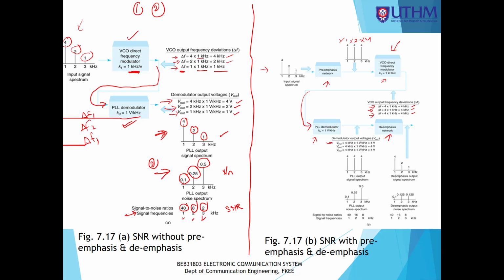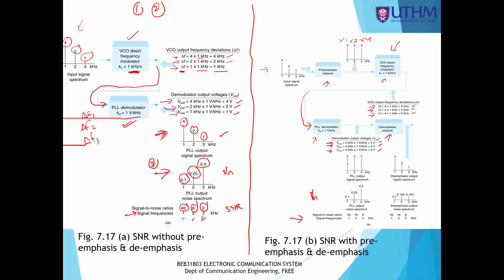Okay, so delta F multiplied with KD, so we get 4 volt, similar with V out 2 and V out 3, 4 volt. Okay, and you see that from here the PLL introduces a noise, which is as in the previous picture. So the noise is given as before, similar like before, 0.1, 0.25, and 0.5. And from here we can calculate the SNR.